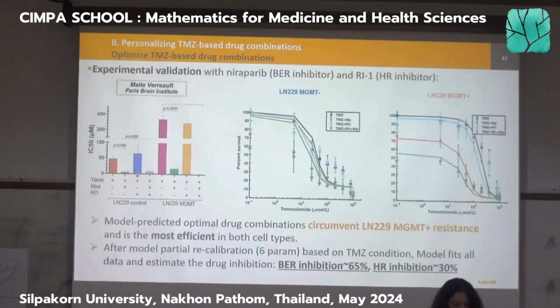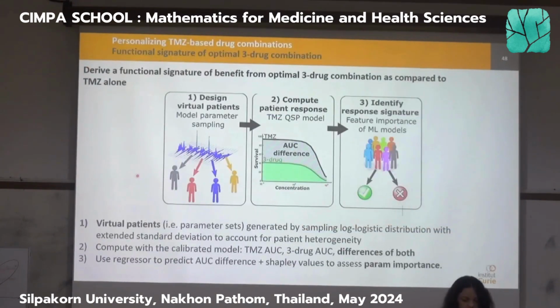And for that, we have used a virtual population. So this is going to be the last topic of today. So the idea is to design a virtual patient population. So that's the first step. I'm going to explain how. Then for each patient or each tumor to compute some efficacy of temozolomide and drug combination, and then to try to identify the signature of response. So let's go a bit more in detail.